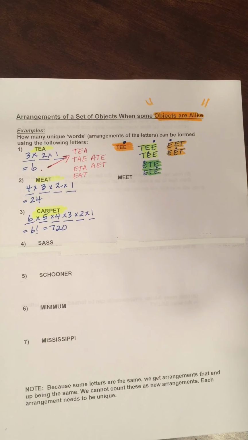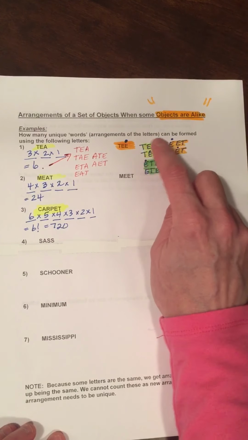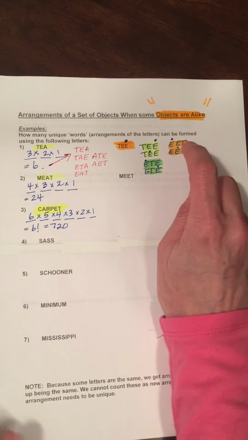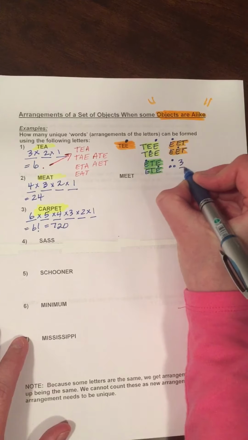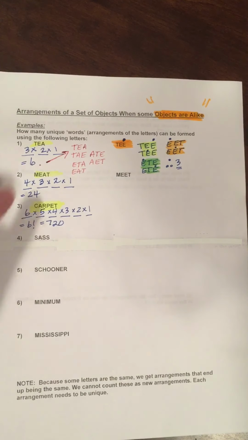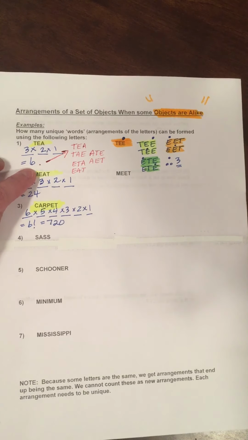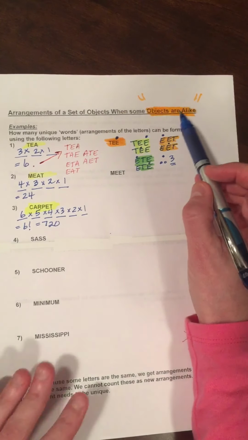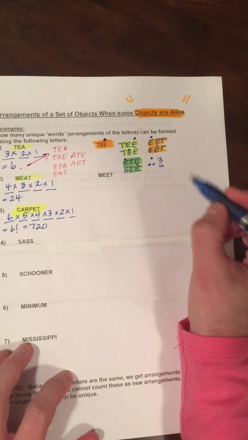So now what do you've got? You've got a scenario where these 2 look completely identical. These 2 look completely identical, and these 2 look completely identical. So therefore, your answer has to be 3. But wait a minute, when I had 3 unique letters, my answer was 6. So what we're going to do here is we're going to derive a formula that you use when objects are alike. And the formula goes like this.